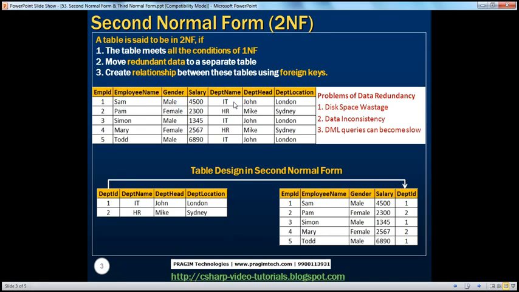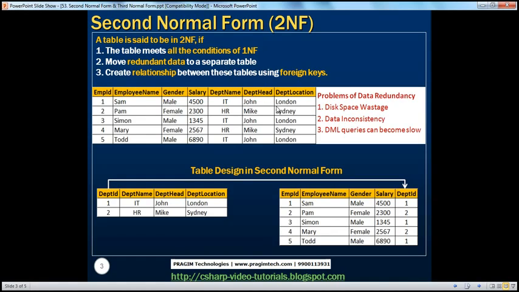What are the problems of data redundancy? Obviously, disk space wastage. You are unnecessarily repeating department name, department head, and department location information for every employee that you have within this organization. In a bit we will see how to break this down into two tables and then reduce this redundancy. But let's understand the problems of redundancy first. So obviously, disk space wastage, and your data could become inconsistent.